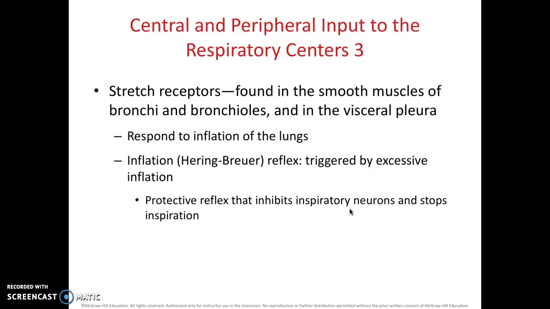In addition to those receptors, there are also stretch receptors that are found within the smooth muscles of bronchi and bronchioles and in the visceral pleura. These respond to the inflation of the lungs. So the inflation, or Hering-Breuer reflex, is triggered by excessive inflation. This is a protective reflex that inhibits inspiratory neurons and stops inspiration.